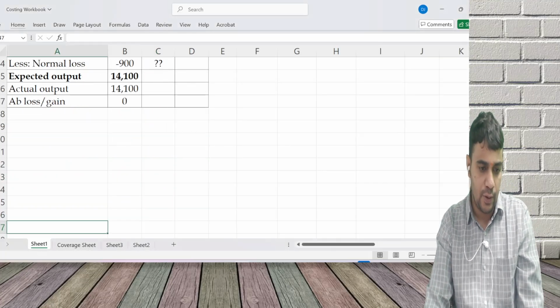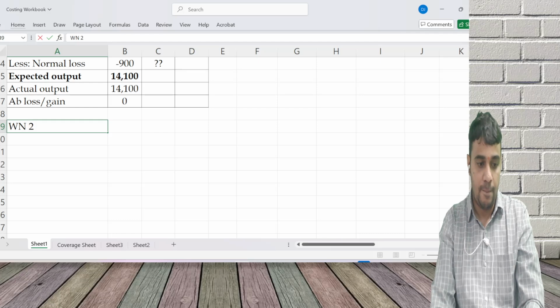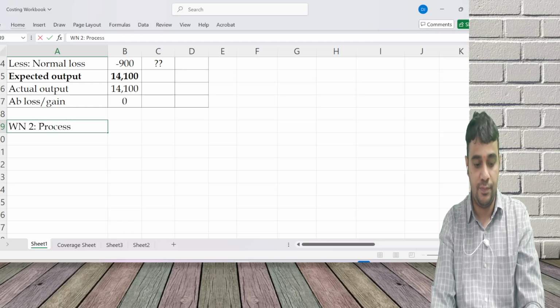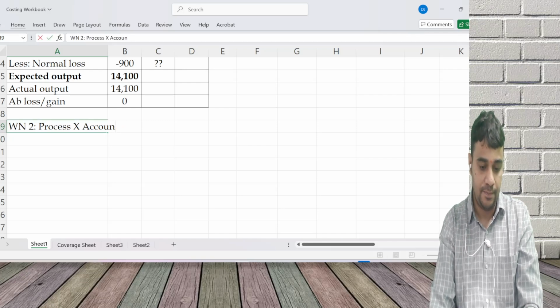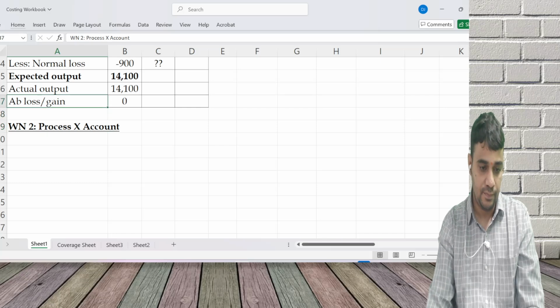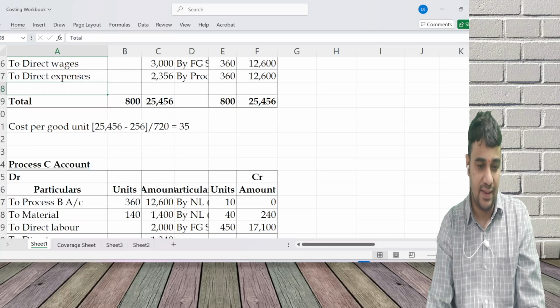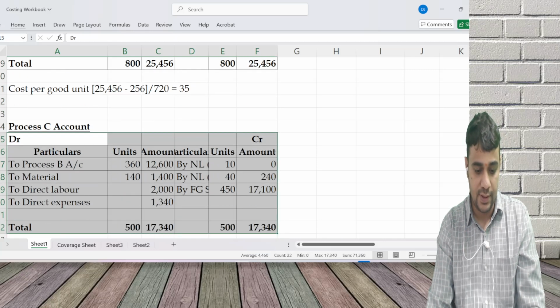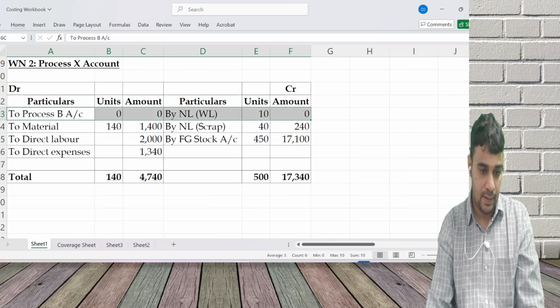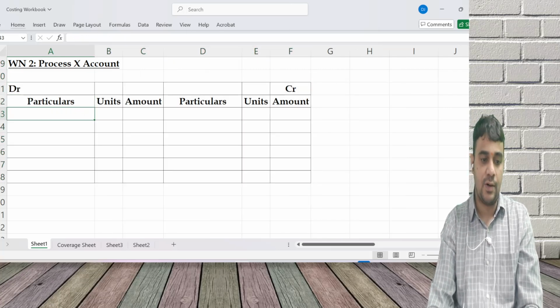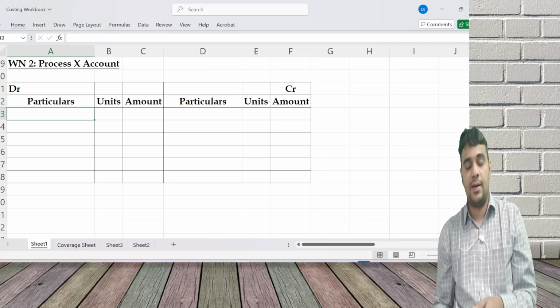Clear? Any doubts on this? Down now, working note 2. Process X account. Nothing much there in this, it's just a formality for us. Particulars, units, amount.